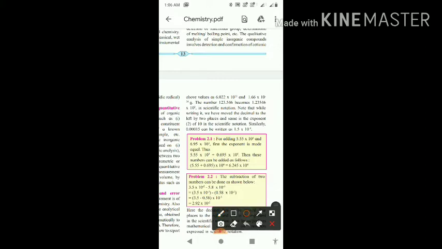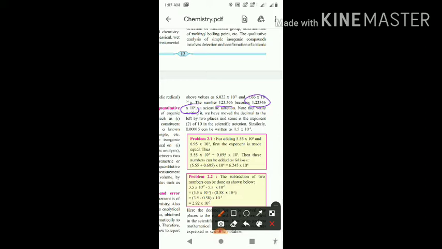You can see over here this complete example: 123.456 becomes 1.23456 into 10 raised to 2. Okay, so what we are doing in scientific notation, generally, is that if we shift the decimal towards the right, we have to subtract the power, isn't it? And if we shift the decimal towards the left, we have to add the power. So this is the simple rule we have to consider and write down the scientific notations.